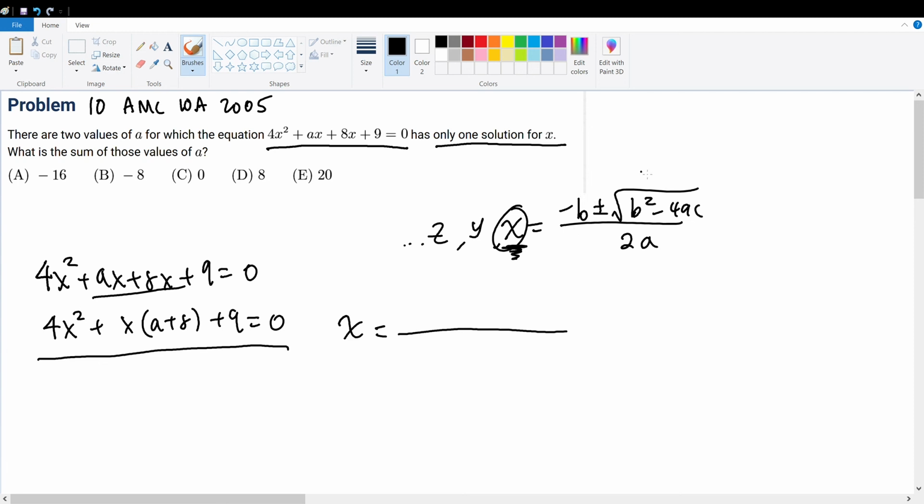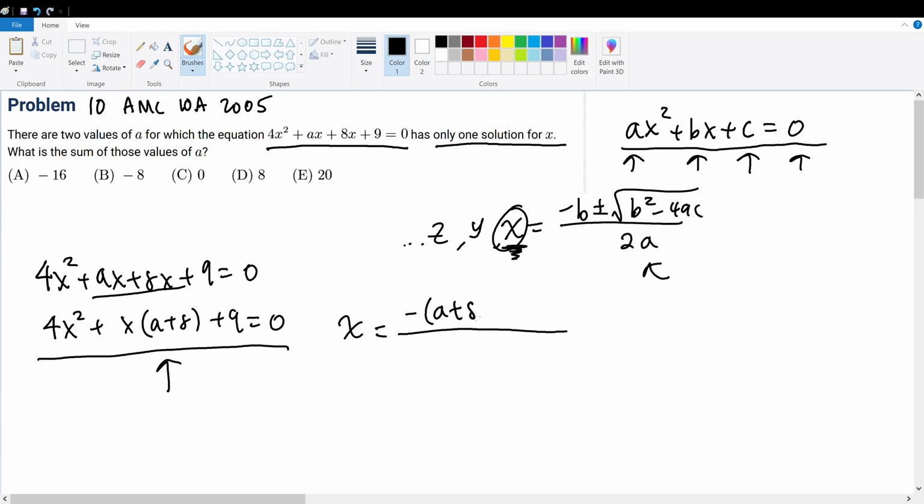And what is b representing within the quadratic formula? Well, it is representing the coefficient of x within the general form ax squared plus bx plus c equal to 0. a is the coefficient of x squared, b is the coefficient of x, c is the constant, and 0 is 0. So x will be equal to negative b. Negative b in this case will be the coefficient of x, which is a plus 8. So negative parentheses a plus 8, plus or minus the square root of b squared minus 4ac.